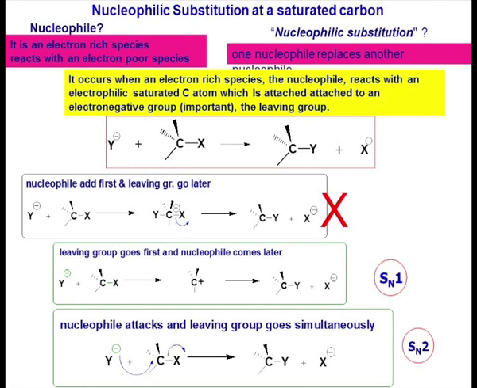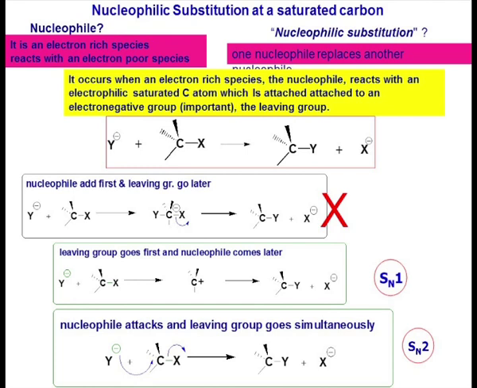Nucleophile attack and leaving group departure occur simultaneously. That is a very important feature. Y minus is attacking, X minus is leaving. This is a concerted or simultaneous process. So, these are the three possibilities over there.